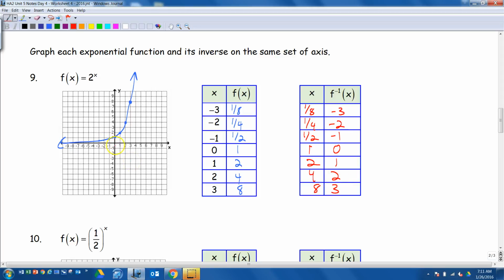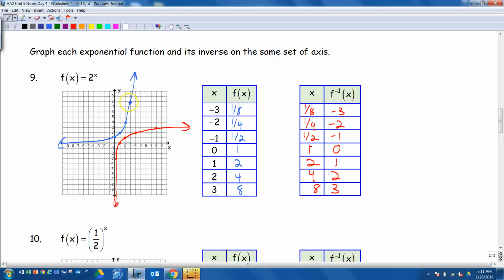So I'm going to plot that. When x is 1/8, we're down at negative 3. When it's 1/4, negative 2, 1/2, negative 1, 1, 0, 2, 1, 4, 2, and 8, 3. Notice that this looks like we have an asymptote that's vertical, which makes sense because if the other one has a horizontal asymptote, this one has a vertical asymptote.